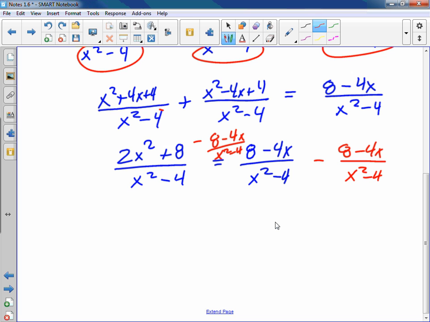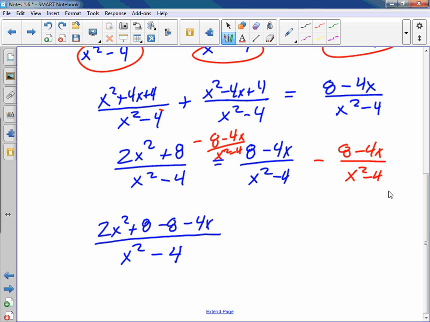Well, we really want to get things equal to 0 if we can. Okay? And this here will get it equal to 0. It's a good question, Phoenix. Okay? So now I have what? 2x squared plus 8 minus 8 minus 4x over x squared minus 4. Is that all right?